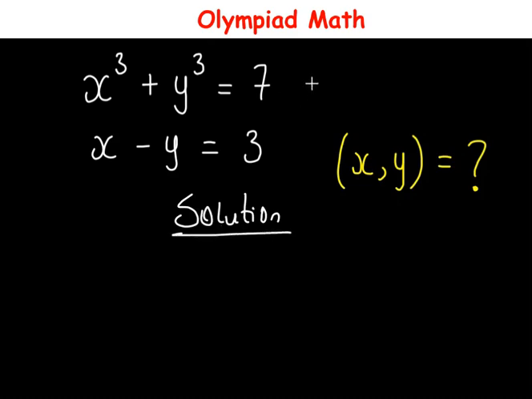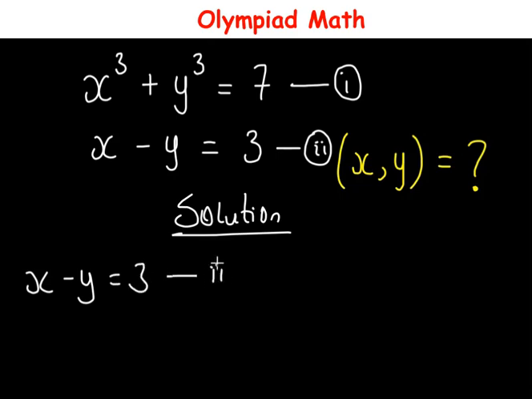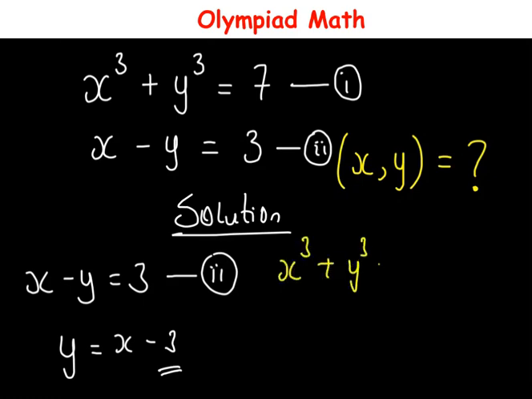Solution. We have this as equation 1 and this as equation 2. From equation 2, we have x minus y equals 3. Solving for y, y is then equal to x minus 3. Also from equation 1, we have x raised to power 3 plus y raised to power 3 equals 7. So input the value of y as x minus 3 into this equation.